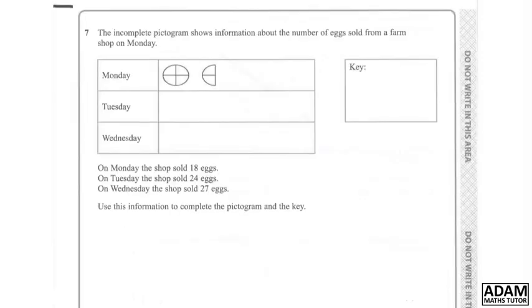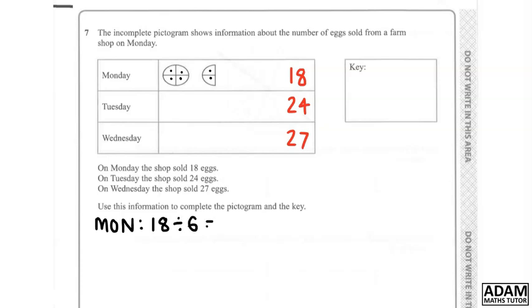Question 7. The incomplete pictogram shows information about the number of eggs sold from a farm shop on Monday. On Monday, the shop sold 18 eggs, on Tuesday 24, and on Wednesday 27. So on Monday there were 18 eggs that were sold, and there's 1, 2, 3, 4, 5, 6 quarters. So divide by 6, and that means that 3 eggs represent 1 quarter.